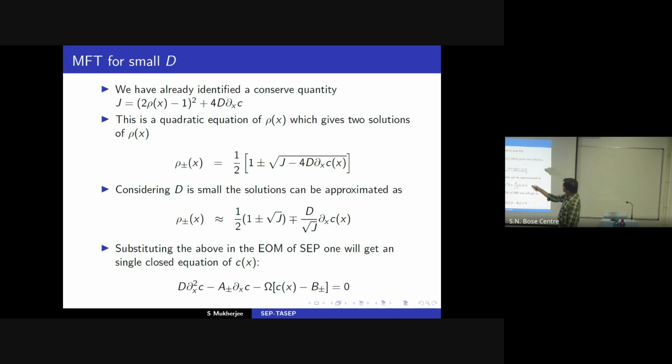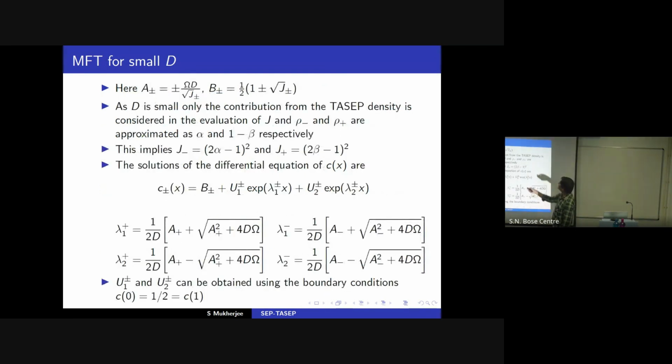As we consider D small in this case, we can approximate the solutions of rho plus minus like this. And if we now substitute this in the equation of motion of C, we get a closed equation for C, which is D del x squared of C, A plus minus del x C plus omega C minus B plus minus equal to 0. So this is a closed equation of C, from which we can evaluate C. Here A plus minus equal to plus minus omega by D J plus minus, and B plus minus equal to half 1 plus root over J plus minus.